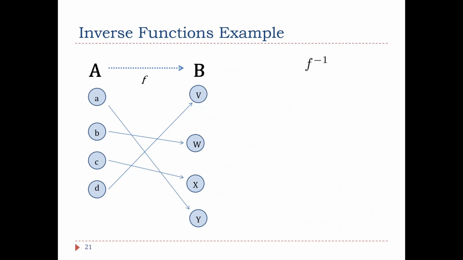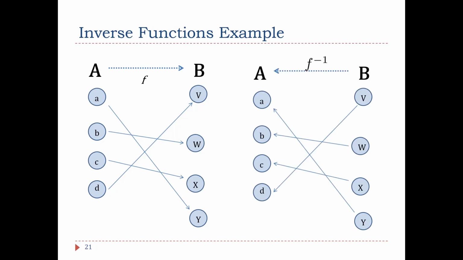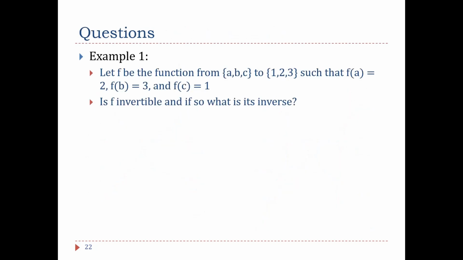So if we have f in this way, in this example, I think we saw it a couple of slides ago, well, in this case, we can define f minus 1. It goes the other way around right now, and it maps the elements of B to elements of A. And now we have this one to one and onto mapping. Great.